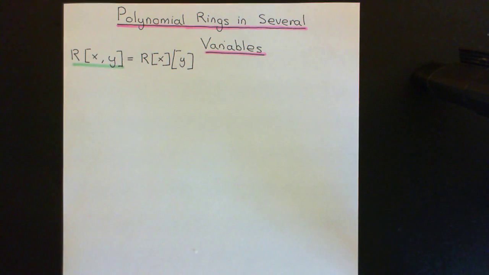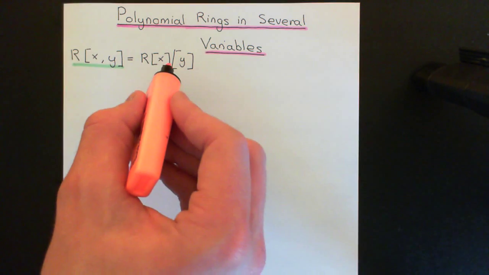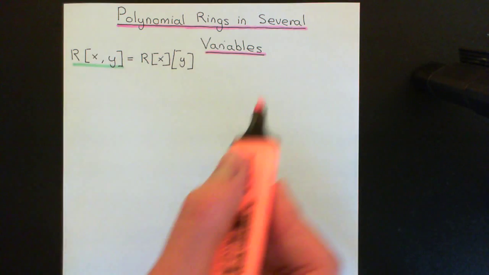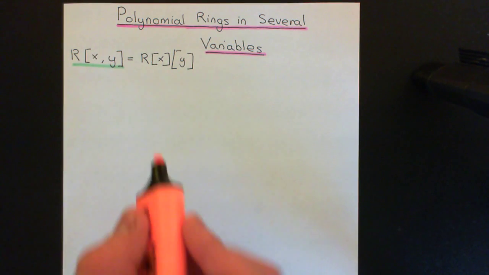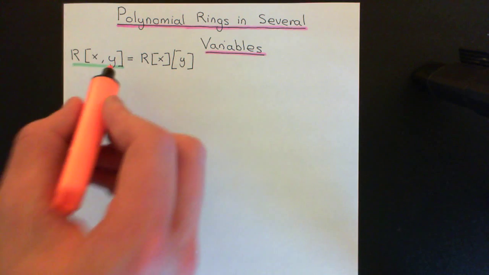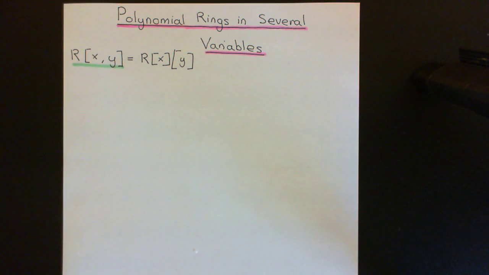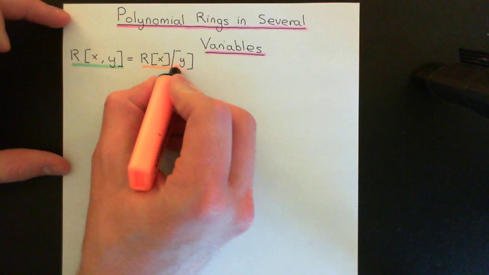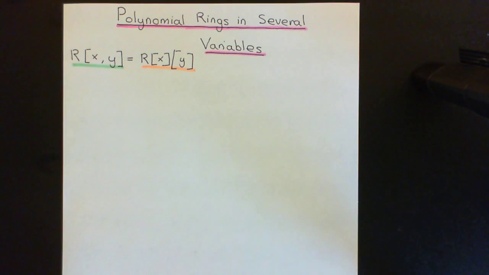So in 3 indeterminates, you'd say, okay, create me the ring of polynomials in, let's say, another variable z, where the coefficients are going to be from the ring of polynomials in the two variables x and y. And then so on. You can just continue on inductively. So the definition of these polynomial rings in several variables is done inductively with the definition of a polynomial ring in a single variable.